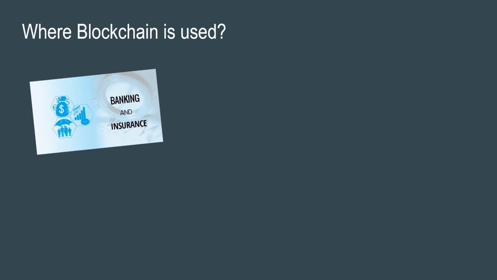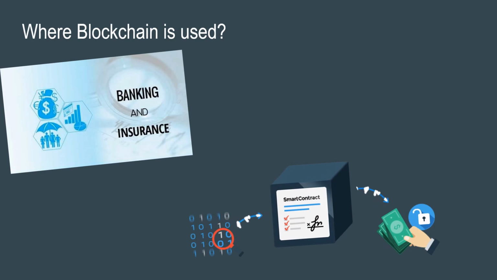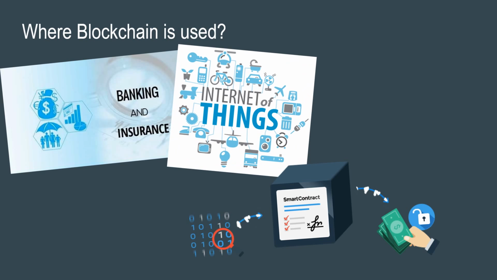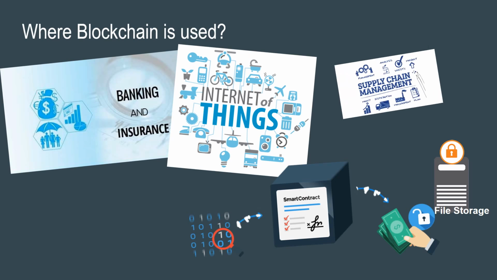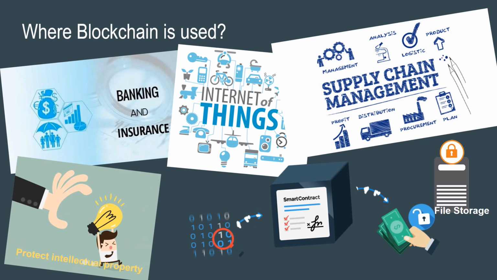Now let's see where blockchain is already being used and is planned to be implemented in future. The first one is the banking and insurance sector, where security is the main concern. Secondly, the smart contracting industry, where manual contracts need to be converted to smart or digital contracts. Thirdly, the Internet of Things, which is also prone to security defects. Then comes file storage, where a more secure form of file storage is needed. Then supply chain management, where better tracking of shipments and orders is required. And lastly, the protection of intellectual property, where the ownership of data needs to be enforced.